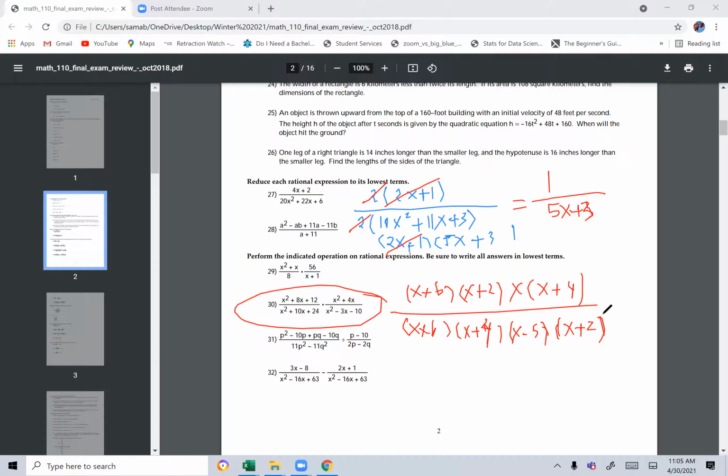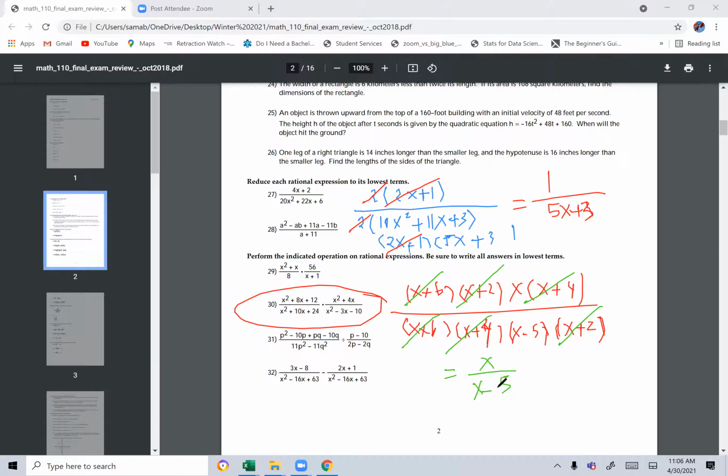And once you do this, guys, you're ready to cancel out stuff. So let's see. x plus 6, x plus 6, x plus 4, x plus 4, x plus 2, x plus 2. So what's left? x over x minus 5. Any questions? All right. For 31 division, guys, just flip the division, make it multiplication, and do the factorization.